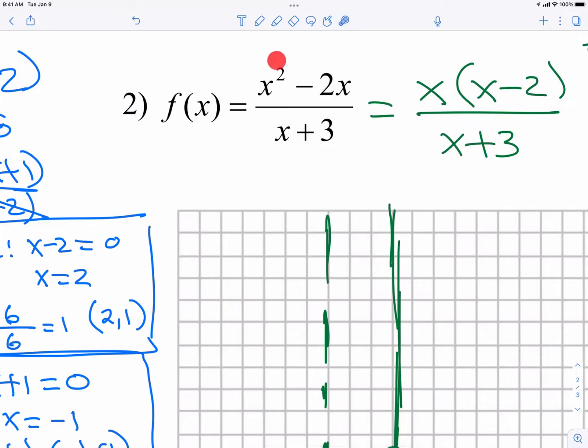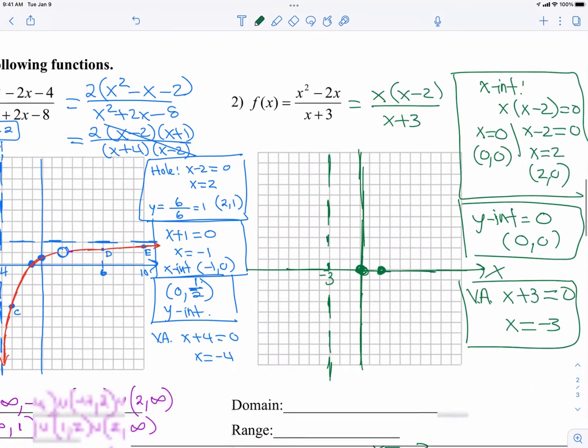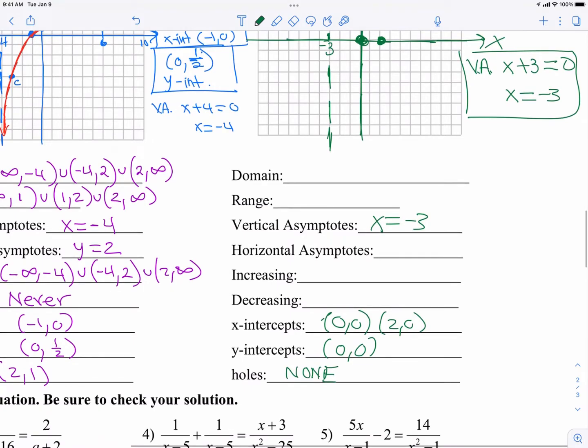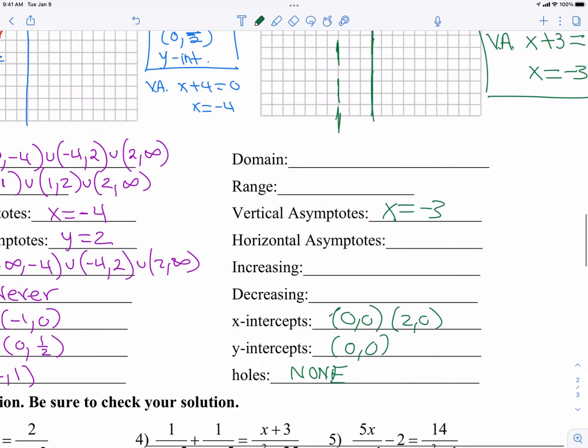Well, the degree of the numerator is 2. The degree of the denominator is 1. So the numerator's degree is 1 greater than the denominator. In that case, we have a slant asymptote and no horizontal. So no horizontal, but we will have a slant. So let's go ahead in the space, where it says horizontal asymptote, we'll just cross through horizontal and rewrite slant there. Okay, so we have a slant asymptote.